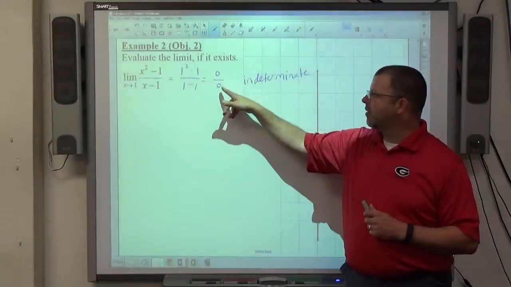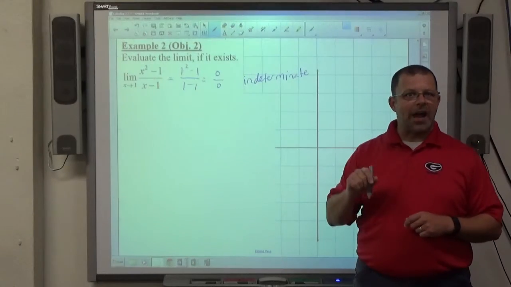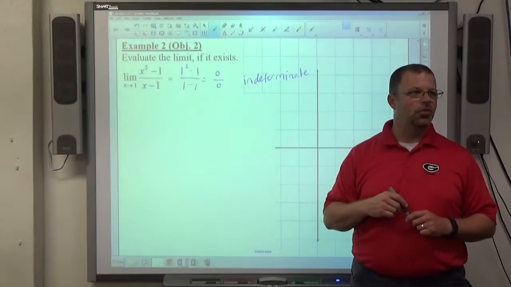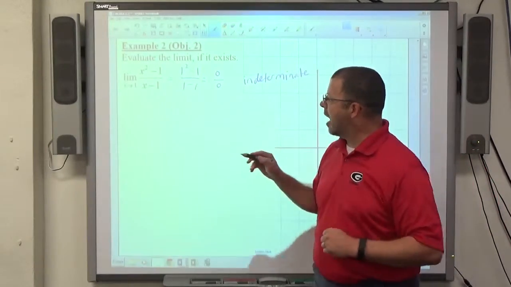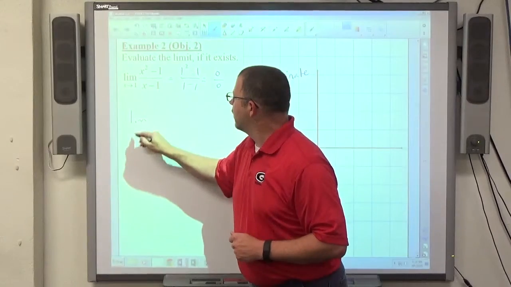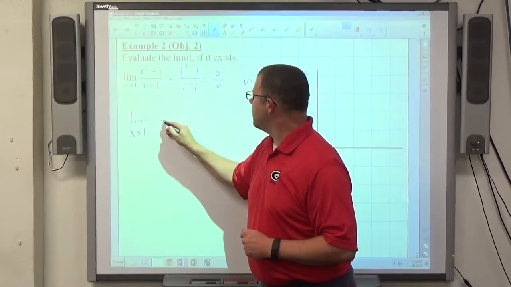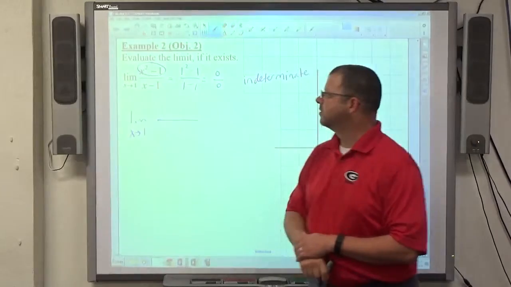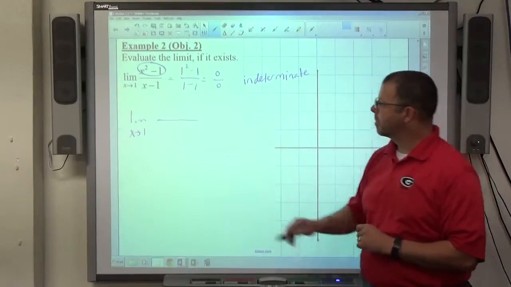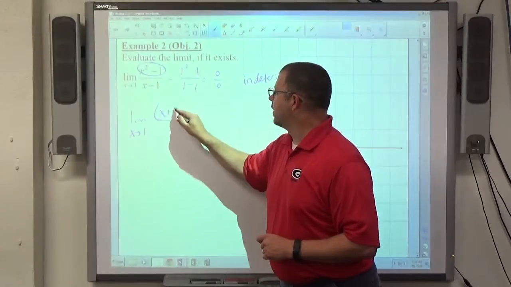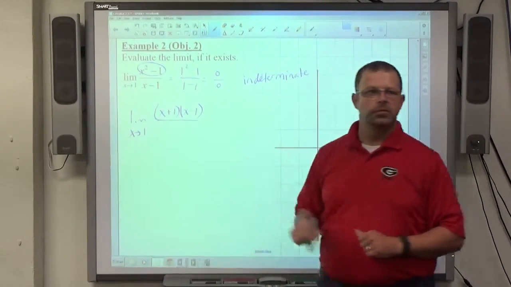When you get 0 divided by 0, quite often factoring and canceling allows you to simplify the expression to where you get to a point where you can substitute the number in. So watch what happens here. If we look at the top of this expression, x squared minus 1, how does that factor? X plus 1 times x minus 1. It's just a difference of squares.